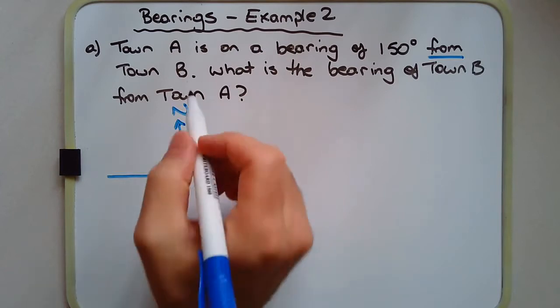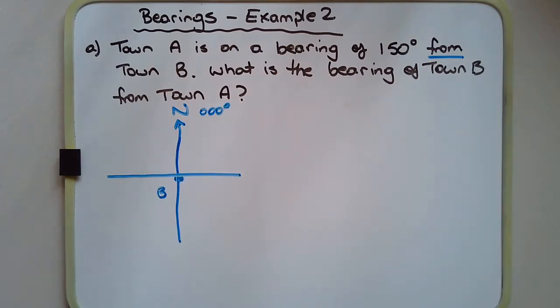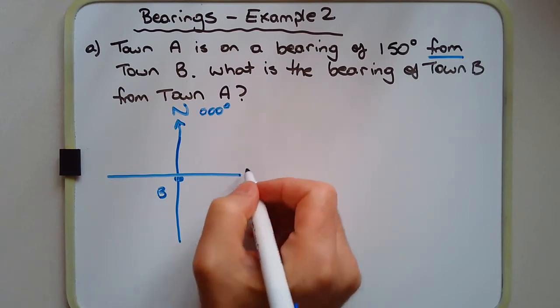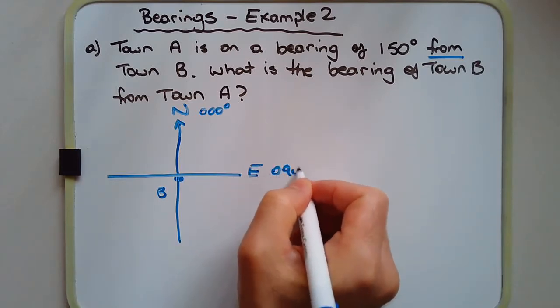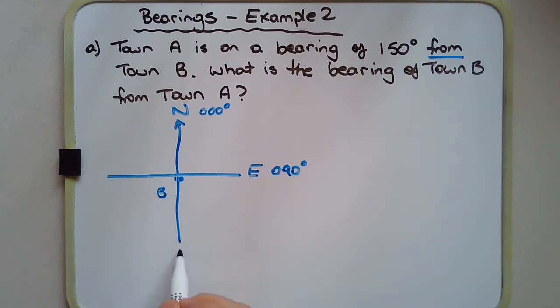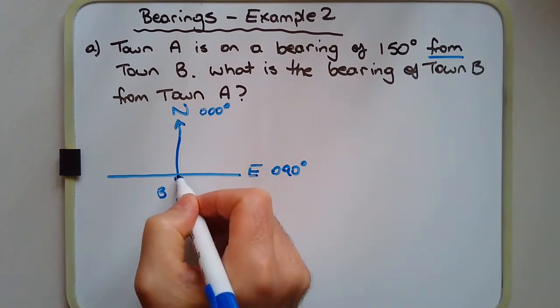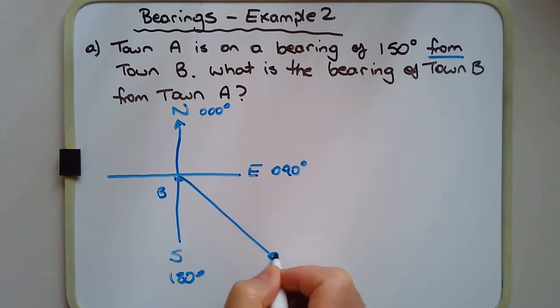So starting at north, remember that north is the bearing 000 degrees. There's east. East is at 090 degrees. South is at 180 degrees. So 150 is somewhere obviously between 90 and 180. So draw an arrow. There's town A, and that's where town A would be relative to town B. But the question is asking, what is the bearing of town B from town A? So we need to reverse this.